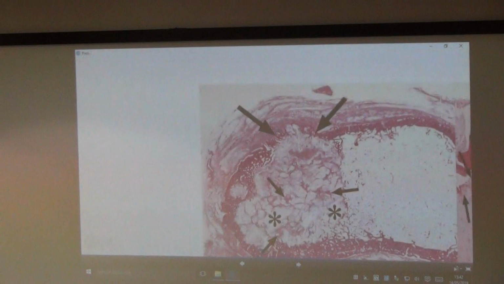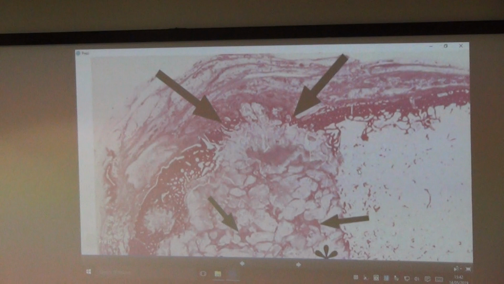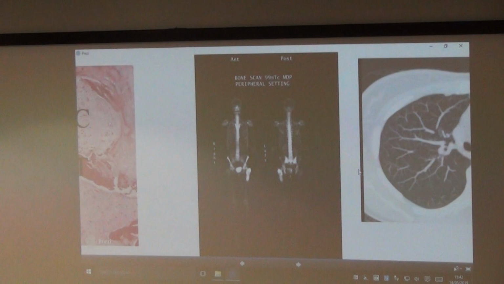The macroscopic section shows how it's grown through, it's obliterated the bone. The bone hasn't had much time to react to it at all. And so Stan will do, which is our local primary bone tumor centre, take a bone scan on these. Birmingham, interestingly, don't, because they don't believe in multifocal chondrosarcomas.